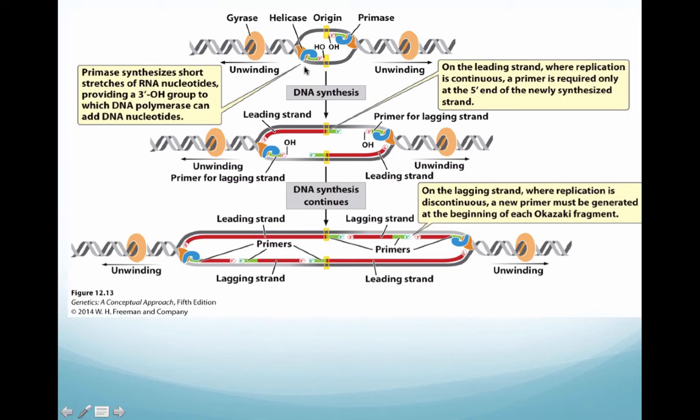So we can see that as we start from the beginning of this process, our replication fork is getting bigger. Our newly synthesized strands are going to get bigger. Here on this leading strand, replication is continuous, and a primer is required only at this 5' end of the newly synthesized strand. Okay, but on the lagging strand that we see here down at the bottom, replication is discontinuous, meaning that we get Okazaki fragments or chunks of DNA being synthesized. And a new primer actually has to be generated at the beginning of every Okazaki fragment.